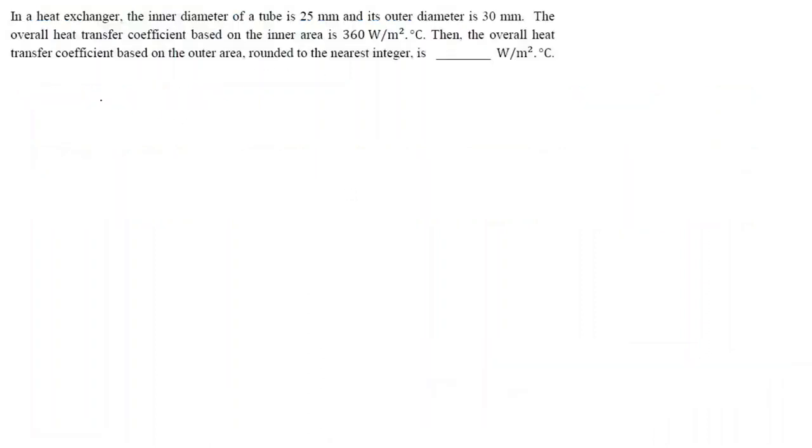So let's just draw a schematic of that heat exchanger. So this is our inner tube for which the diameter we have been given as 25 mm. This is my outer tube for which the diameter D0 is given as 30 mm, and UI, that is heat transfer coefficient based on the inner area, we have been given as 360 watt per meter square.